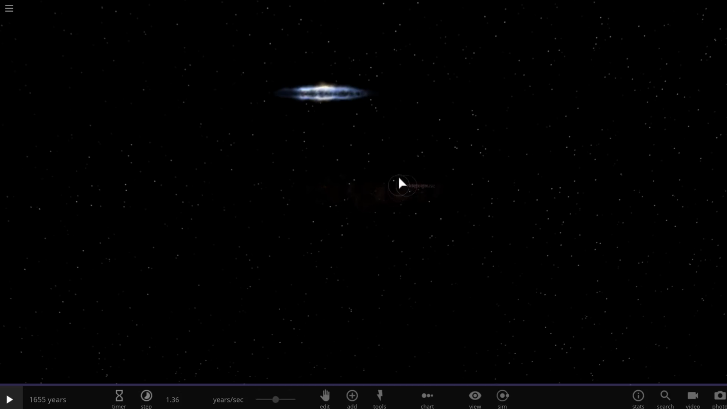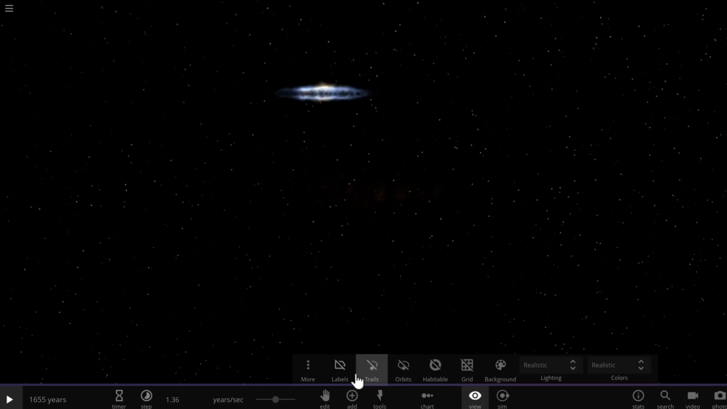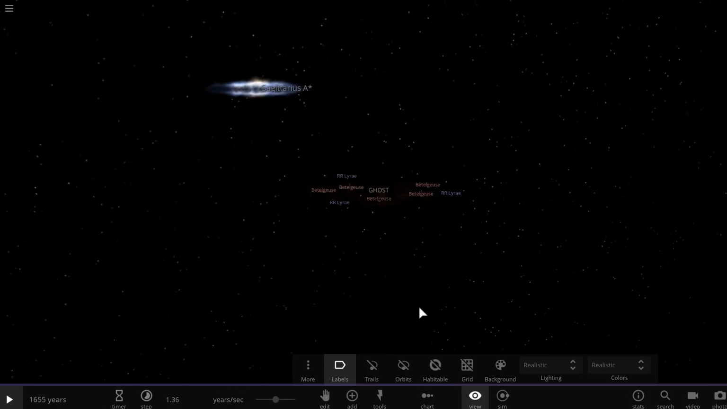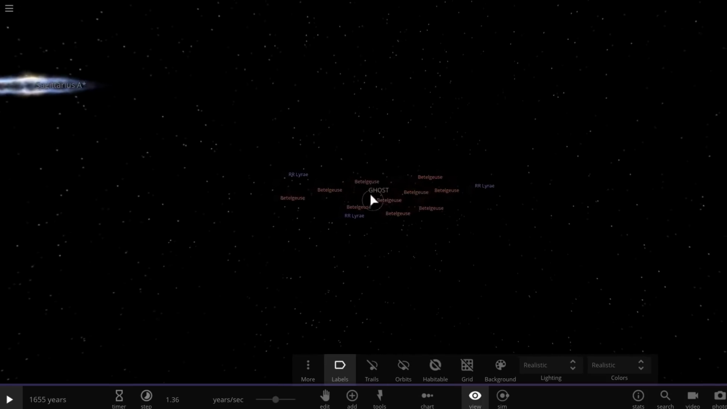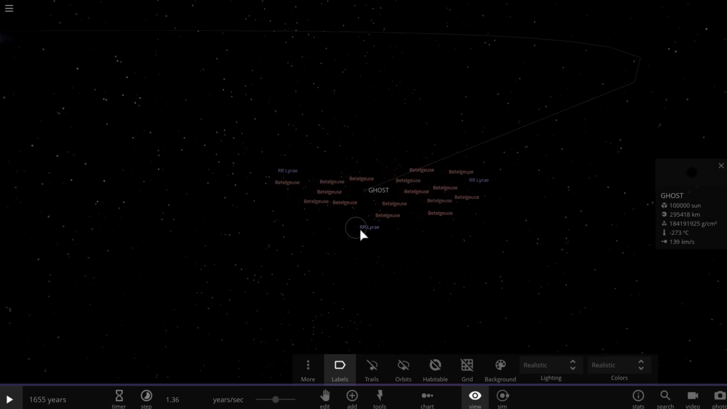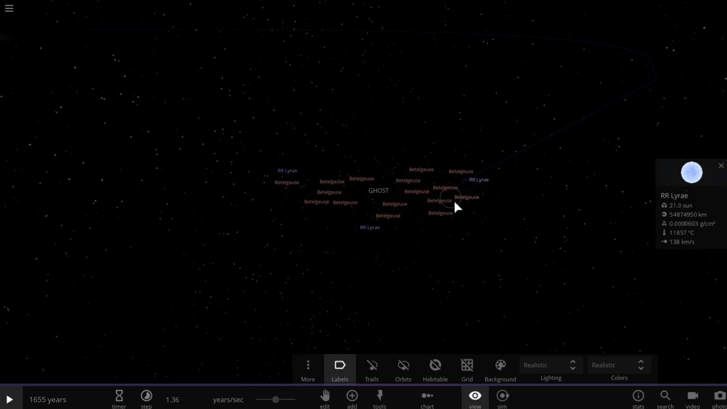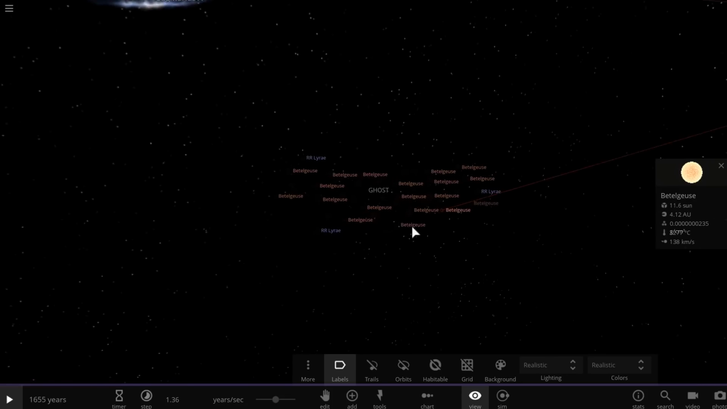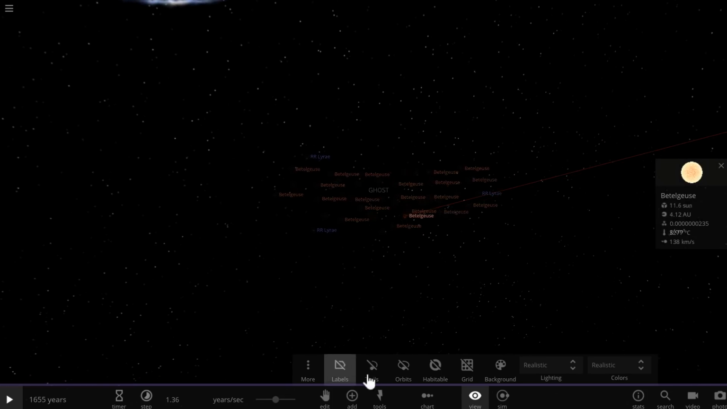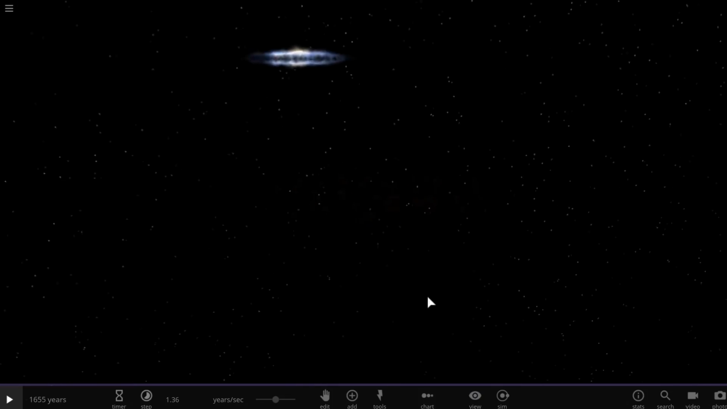The only way we can tell that there's something happening here is if I actually enable labels. And suddenly now you can see that there's a black hole that I named Ghost, there are a few RR Lyra stars, and a few red giants that are basically all Betelgeuses. But as soon as I disable the labels, you don't really see almost anything.